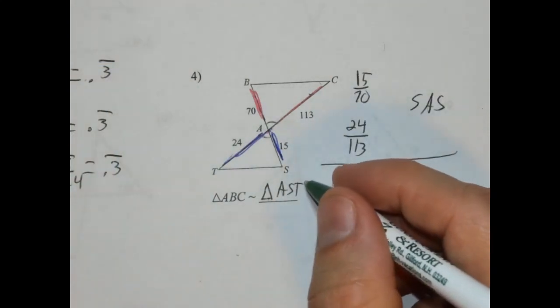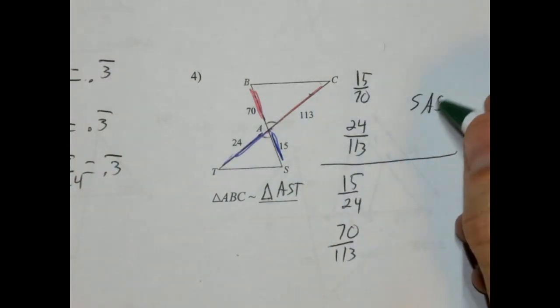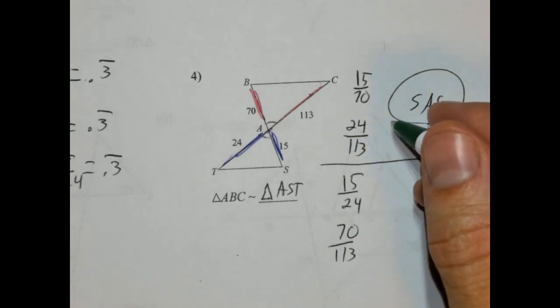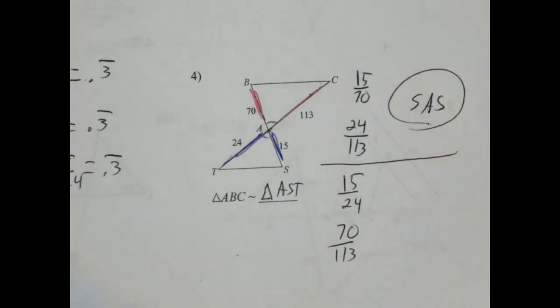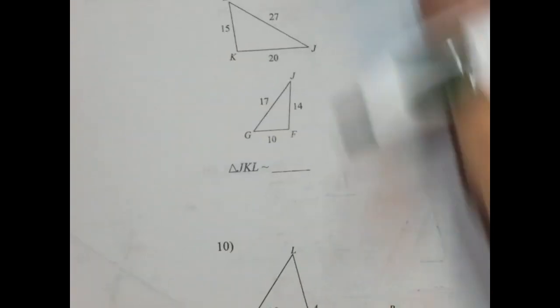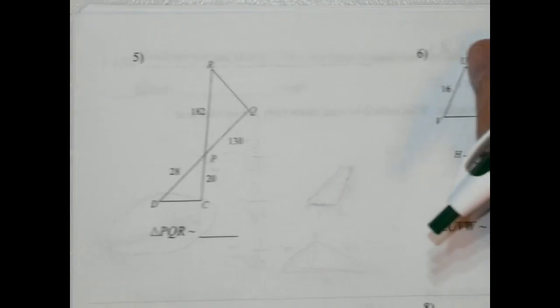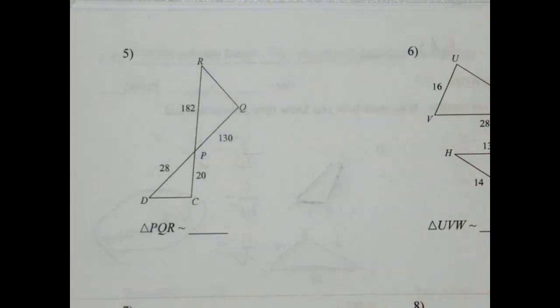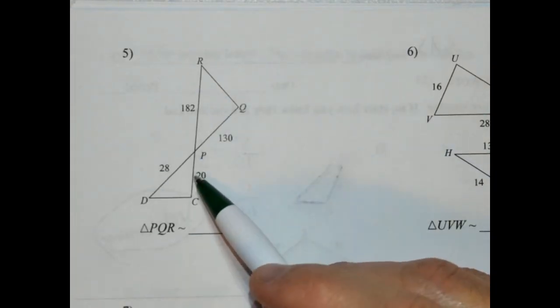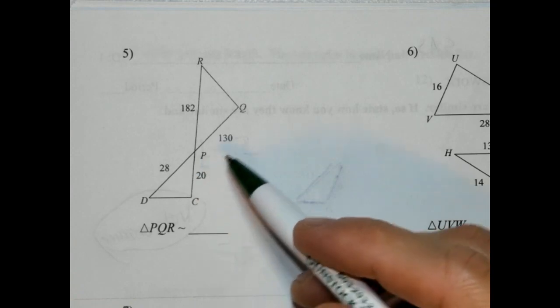Triangle ABC is similar to triangle AST, because of SAS. Alright. Well, let's move on here. So we got number 5. Okay. This is looking very similar to number 4 that we just did.